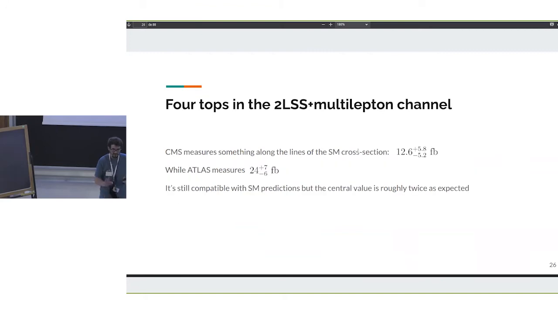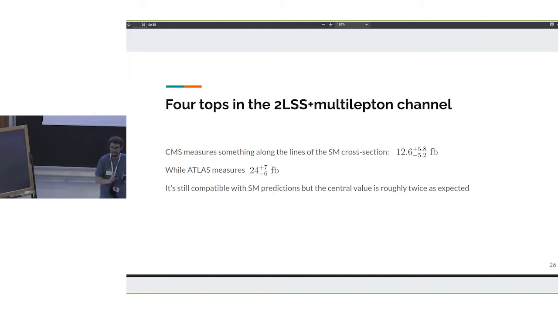Right now, the best measurements of the production cross-section are given by both CMS and ATLAS. CMS measures something along what we expect, which is 12 femtobarns, while ATLAS measures twice the central value. It reports twice the expected Standard Model cross-section. So it sees twice as many four top events as it should. One can interpret it a bit like that. However, it's still compatible with the Standard Model prediction due to the uncertainties.